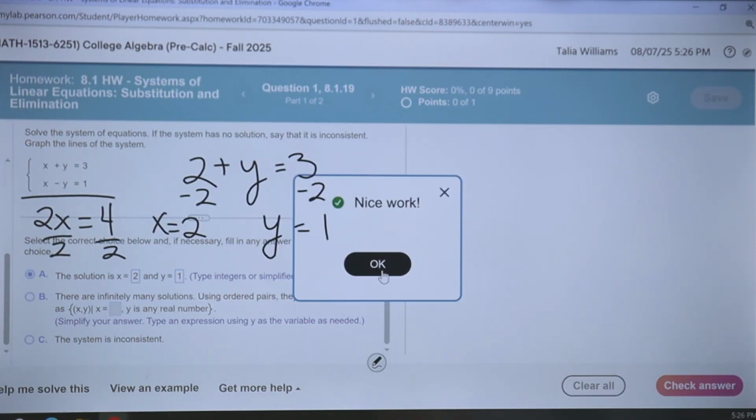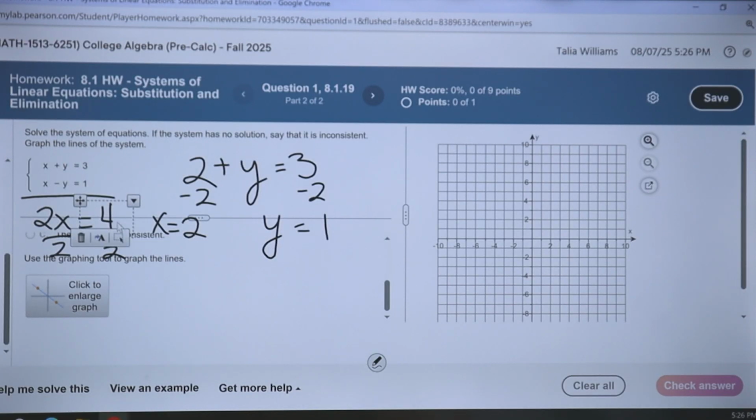I don't know why I'm getting so tongue-tied. So I'm going to delete my math on this. I'll leave the x equals 2 and y equals 1 for us. Really? Okay.